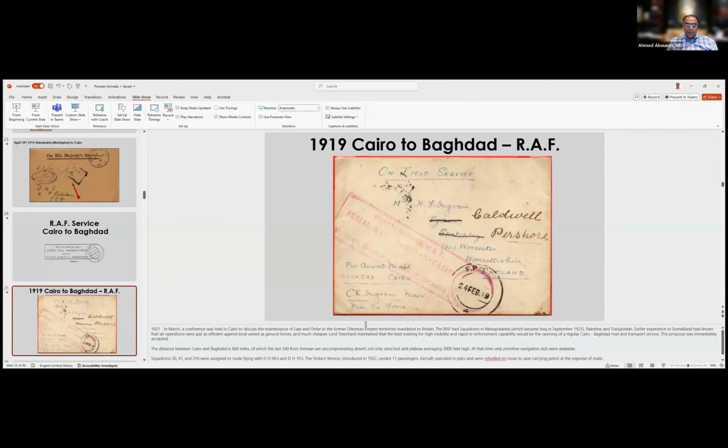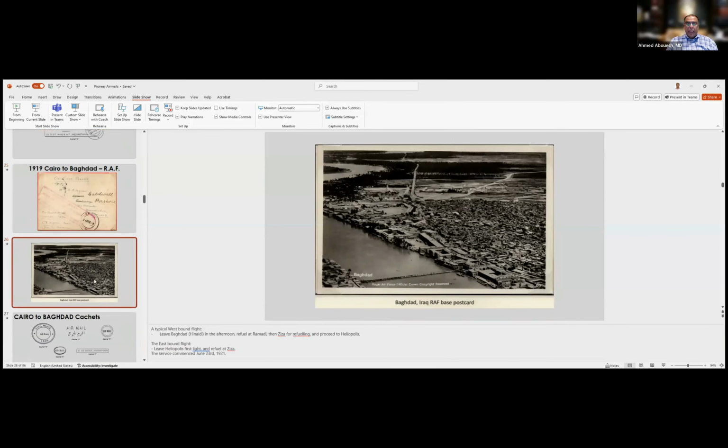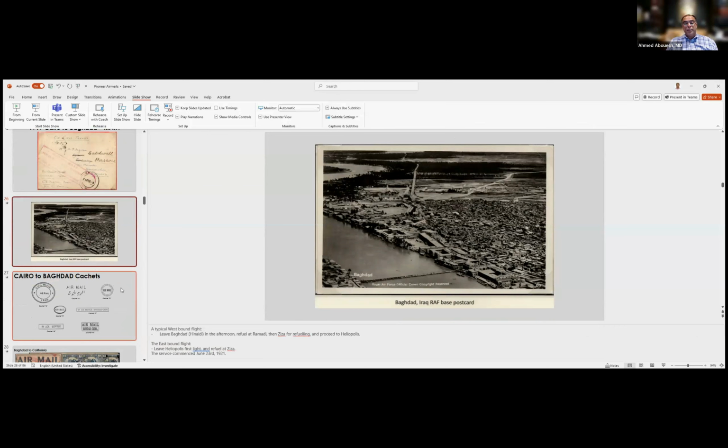The distance was about 860 miles, and navigating the flight was quite difficult. It was very interesting. They set up new beacons and things along the way in order to be able to know their direction. I believe the flight broke down several times, 2 or 3 times on the way. A picture of the Hinaidi Air Force Base, the RAF Air Force Base in Baghdad.